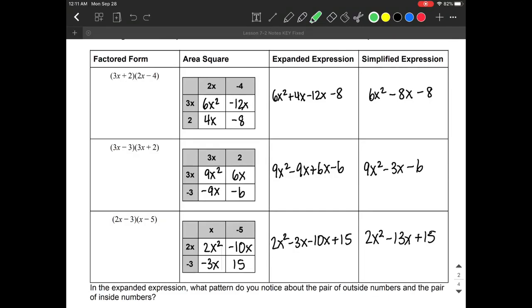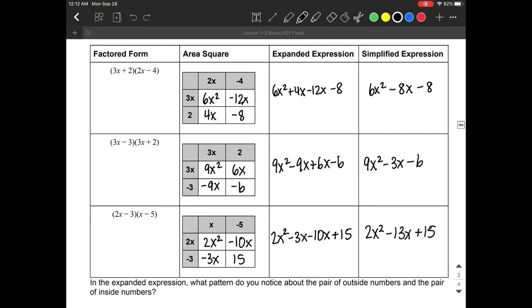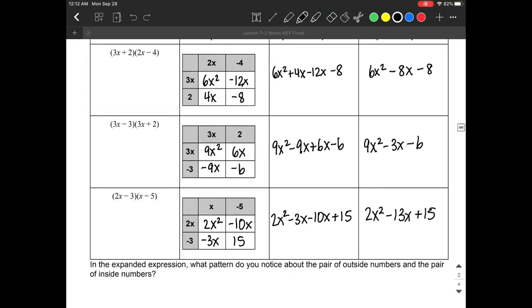So I'm going to look at the expanded expression. Maybe I can go back from my expanded expression back to factored form. So I'll have to do one extra step than I would if a was equal to 1. Let me look at the expanded expression. I'm going to look for a pattern that I see in it. If you look at the question below, in the expanded expression, what pattern do you notice? Let's give away the pattern here. You look at the pair of outside numbers and the pair of inside numbers.